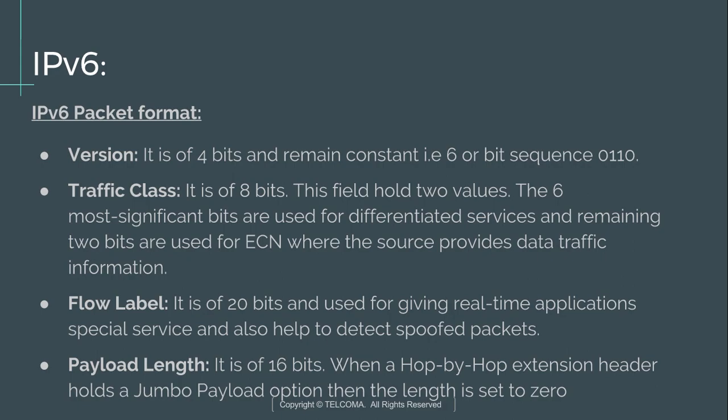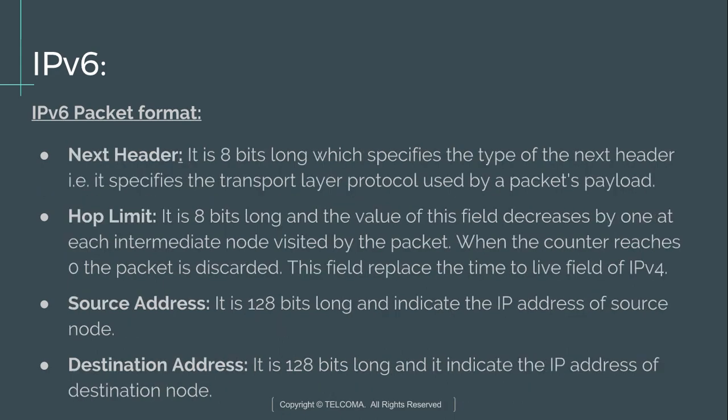Then is payload length, it is of 16 bit, and when a hop by hop extension header holds a jumbo payload option, then the length is set to 0. And the next header, it is of 8 bit long and it specifies the type of the next header, and the transport layer protocol used by the packet payload. When extension headers are present in the packet, this field indicates the type of extension header used. And next is hop limit, it is of 8 bit and this value is decreased by 1 at each intermediate node visited by the packet.